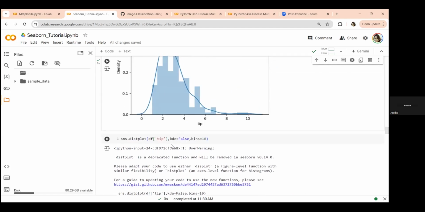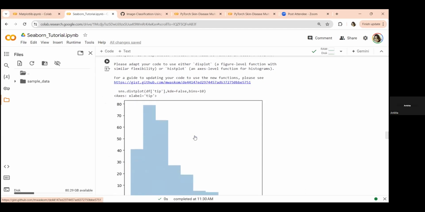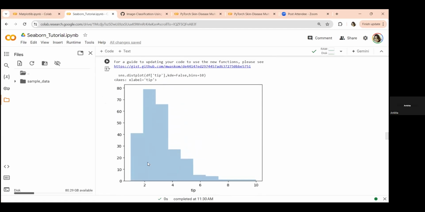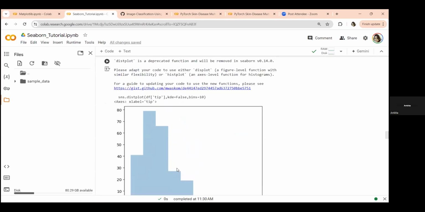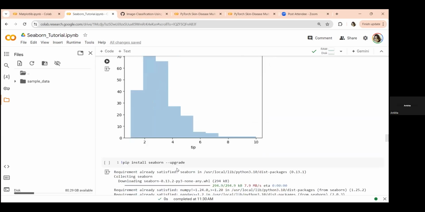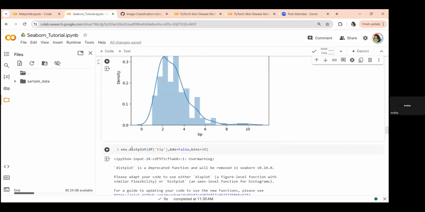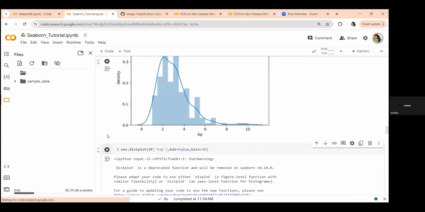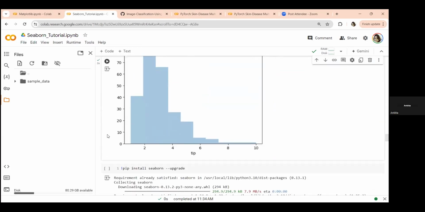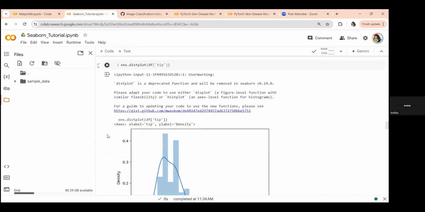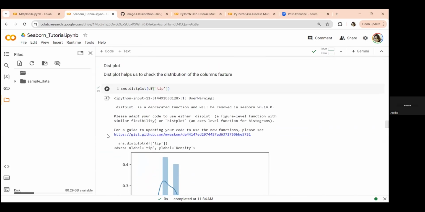when we are using KDE equals to false, kernel density is false, and bins equals to 10. So after this, your graph is like this. This one is another representation of the tip feature. Okay. So using this plot, you can draw the histogram of each feature. If you have any question about the pair plot and the displot, you can ask me in the chat.